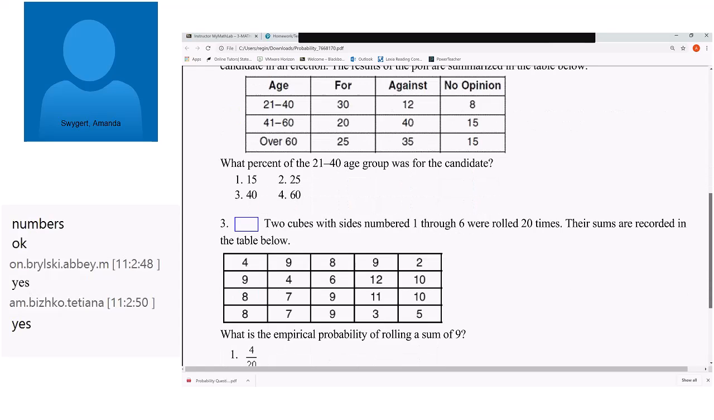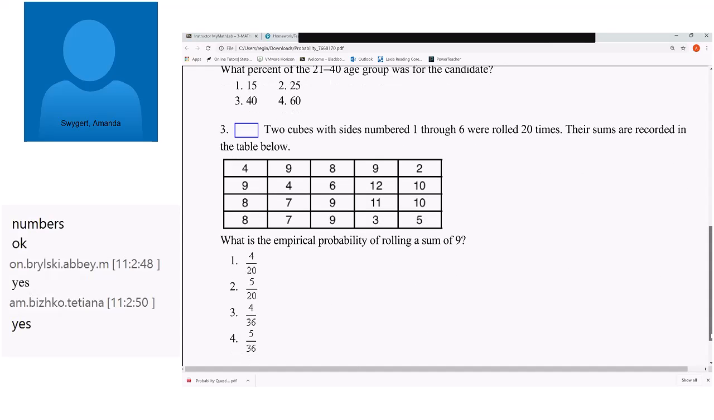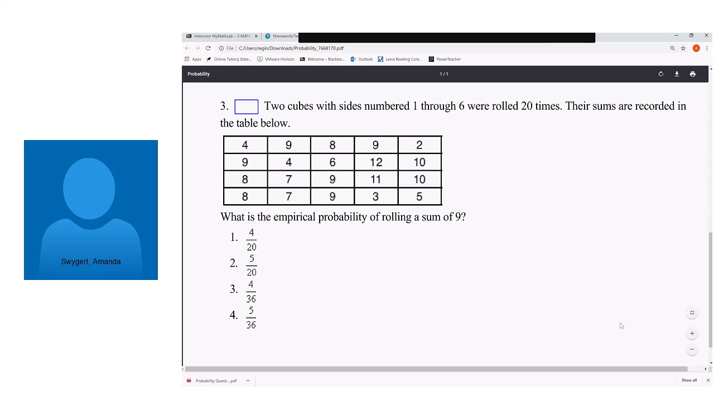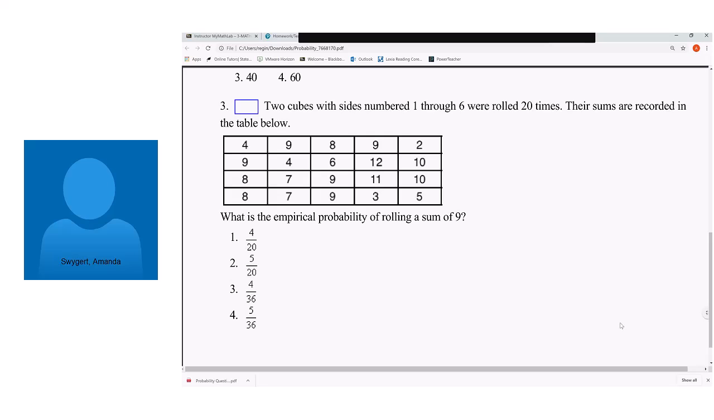a table. This third one is more of a trial type of thing where they're showing you, here are the results of what I did. I rolled the die and here's what happened. So this is more along the lines of that empirical probability. Okay, let's actually start with this one.